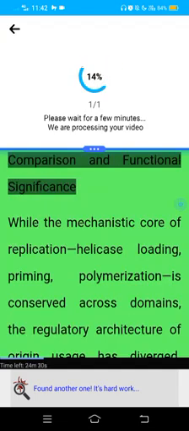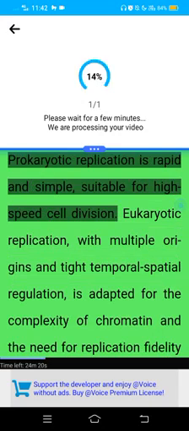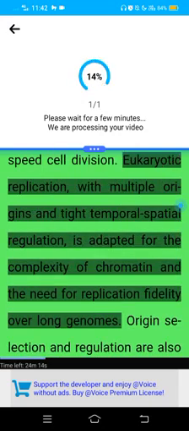Comparison and functional significance. While the mechanistic core of replication (helicase loading, priming, polymerization) is conserved across domains, the regulatory architecture of origin usage has diverged. Prokaryotic replication is rapid and simple, suitable for high-speed cell division. Eukaryotic replication, with multiple origins and tight temporal and spatial regulation, is adapted for the complexity of chromatin and the need for replication fidelity over long genomes.